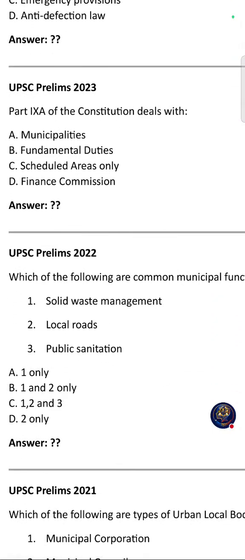Next question. Part 9A of the Constitution deals with A. Municipalities, B. Fundamental duties, C. Scheduled areas only, D. Finance Commission. The correct answer is Part 9A of the Constitution deals with municipalities.